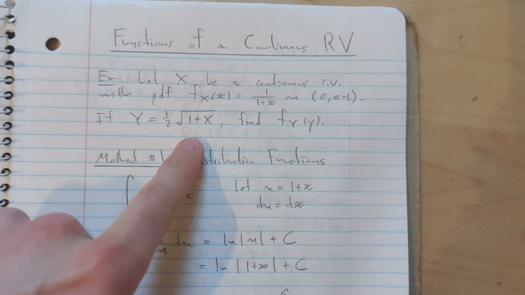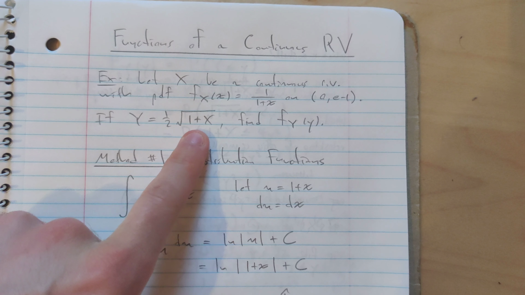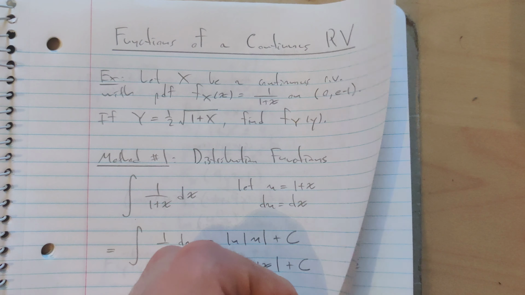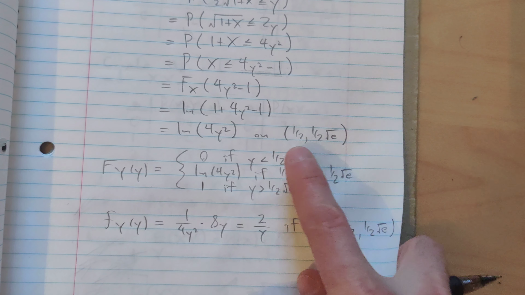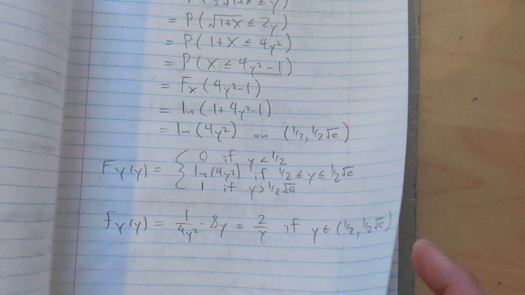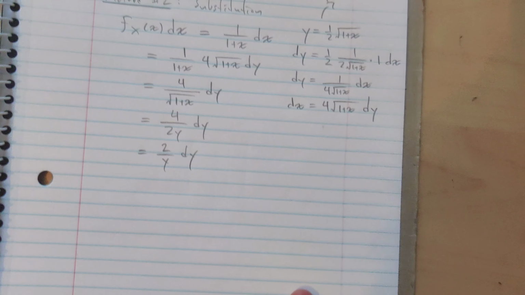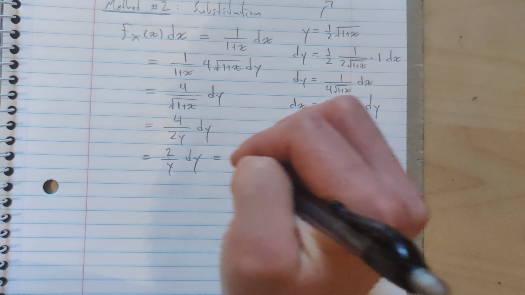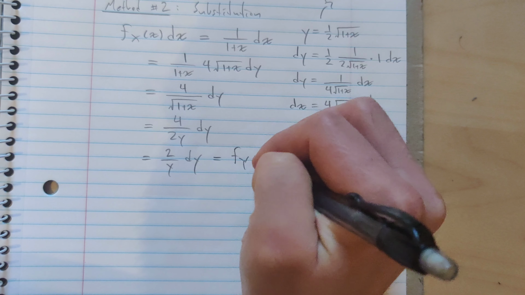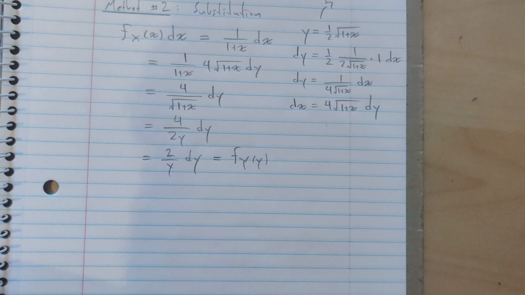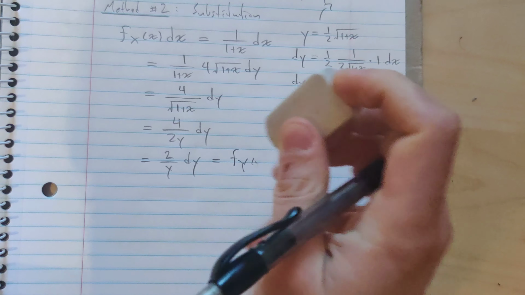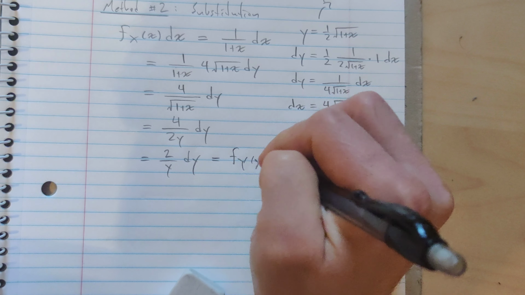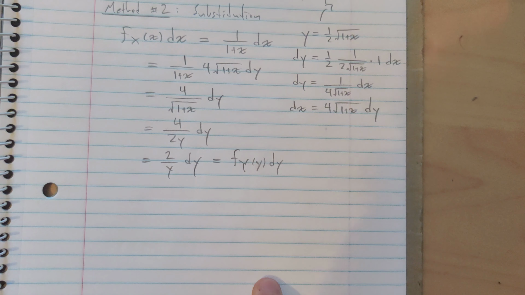So if I plug in 0, I'll get the smallest value. I plug in e minus 1, I'll get the biggest value. We did that in the last example, so why redo it? We plugged them in and we got these two things, 1/2 and 1/2 root e. Same deal here. So this thing, the thing that comes out, is fy of little y. Just to make that very clear, it's not a capital Y. Fy of little y d little y.